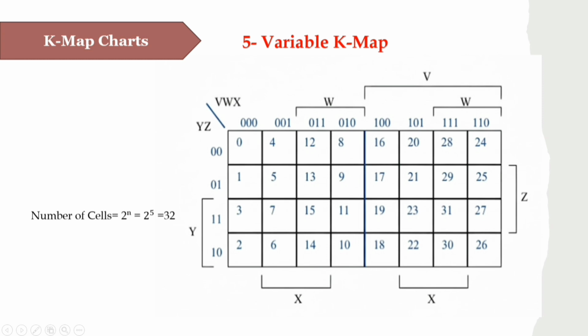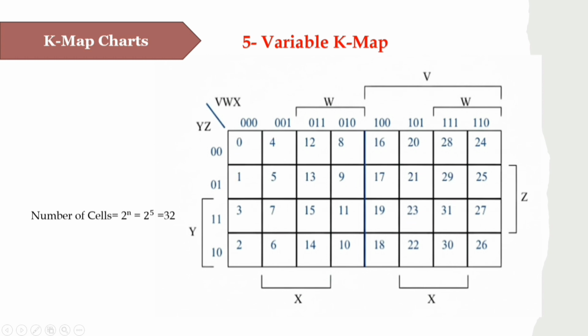Now let us discuss the group size possibilities in the 5-variable K-map. In a 5-variable K-map, the maximum group size is 32 if all the cells contain 1. The valid group sizes in the 5-variable K-map are 1 cell, 2 cells, 4 cells, 8 cells, 16 cells and 32 cells. In a 5-variable K-map, a 4-cell group appears as a 2 by 2 block.